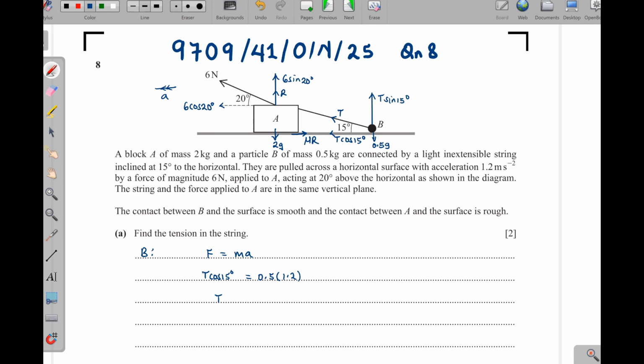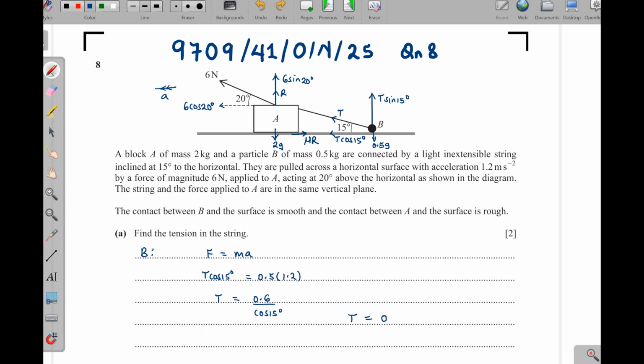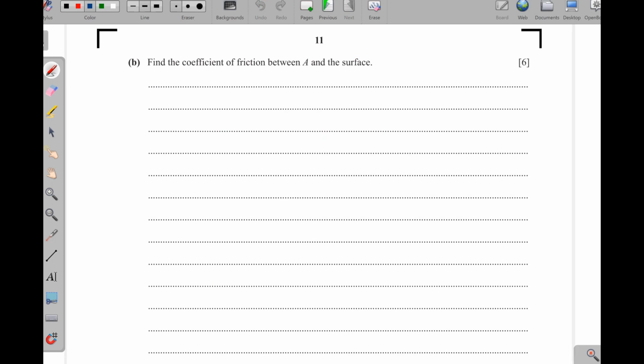So that means our T is going to be equal to 0.5 times 1.2, which is actually 0.6, divided by the cosine of 15. So our T to 3 significant figures is 0.6 divided by the cosine of 15. This one gives us 0.621 newtons, and that is that. Then lastly, part B, find the coefficient of friction between A and the surface.